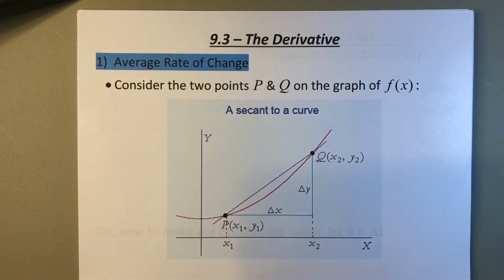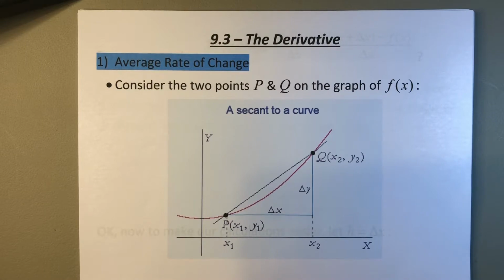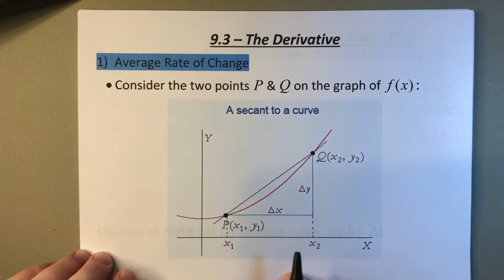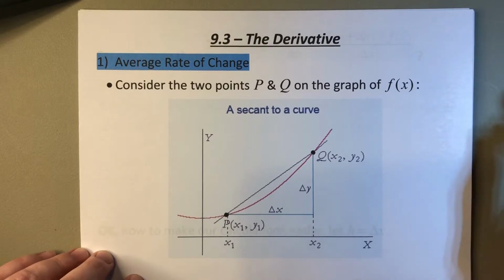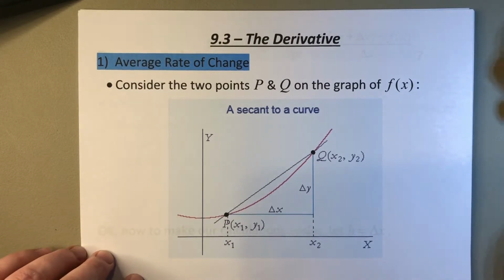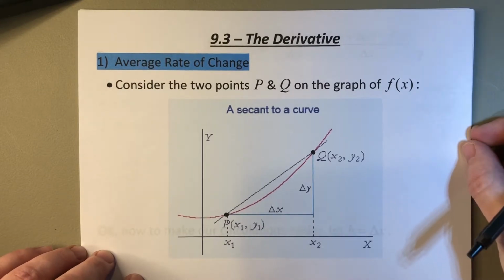Section 9.3, the derivative. There are going to be two parts to this section. One is the average rate of change, and the other is the instantaneous rate of change. The first part of the notes here is really a graphical representation of the theory that is occurring behind ultimately determining the derivative of a function.